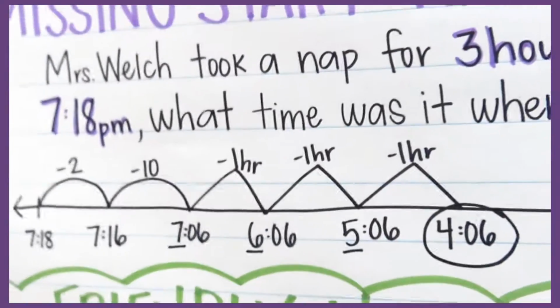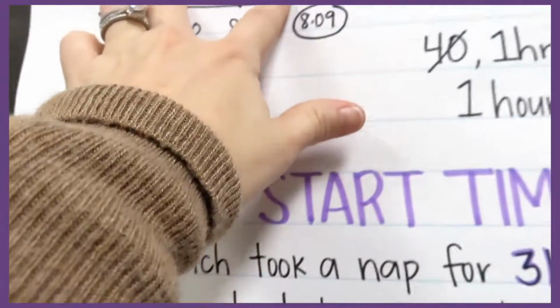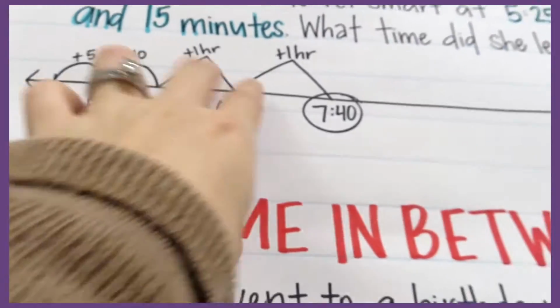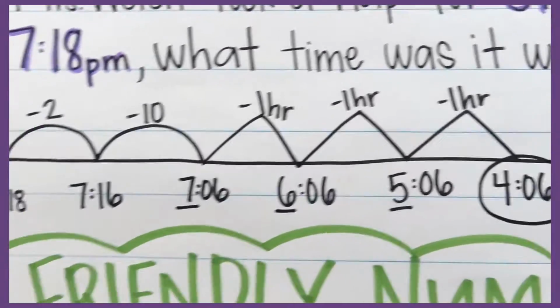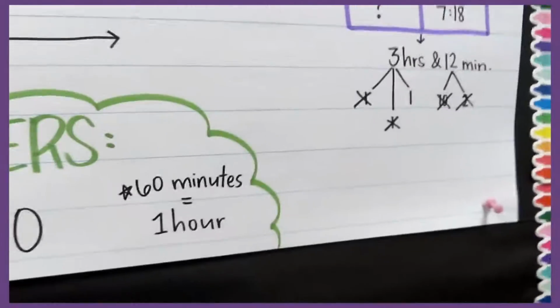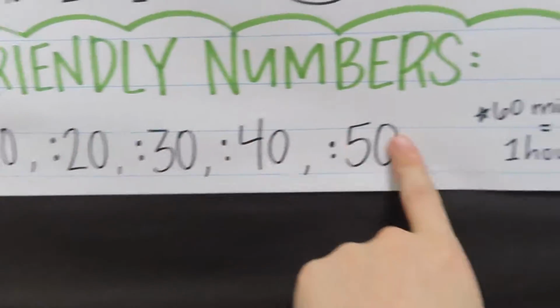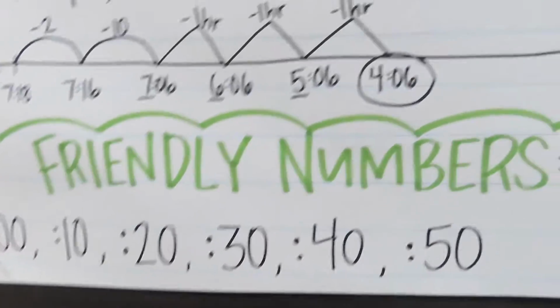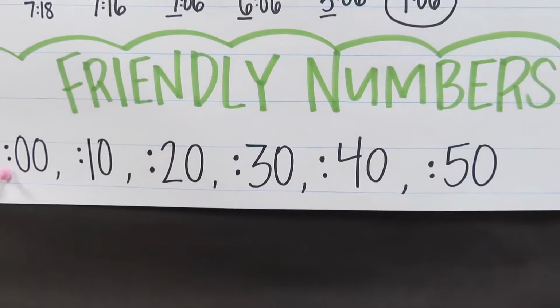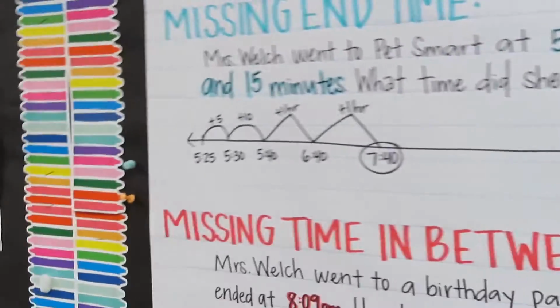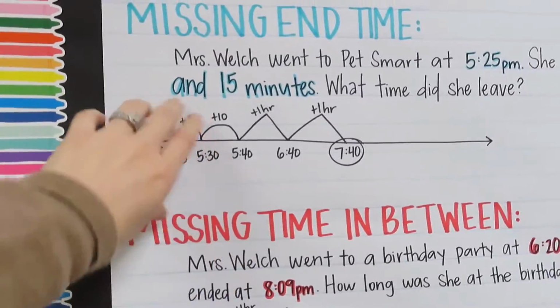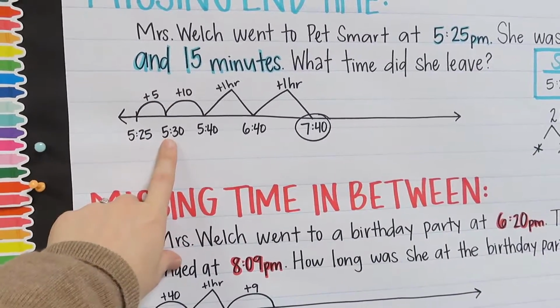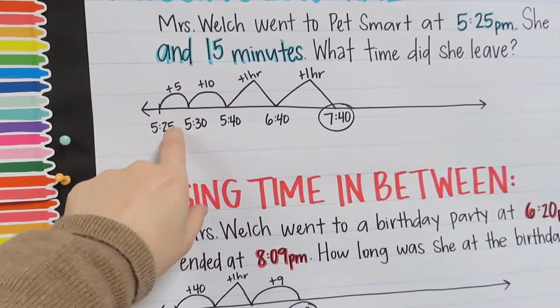Now, one thing I teach my kids is when we're doing minute jumps, I call them humps, okay? You can kind of see the humps versus the mountains. The mountains are our hour jumps, and the humps are our minute jumps. And I just put this little key thing, but any number that ends in 0, I call them friendly numbers, because a lot of times when you do these type of problems, my kids just start to jump and they're not focusing on their friendly numbers, because when it's friendly numbers, it's going to be a lot easier for them to add.